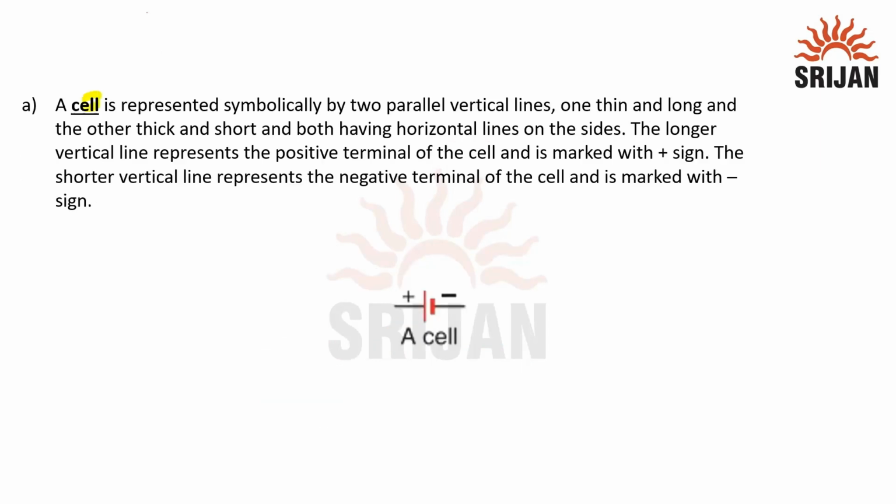Firstly, we will see the symbol of a simple cell. A cell is represented symbolically by two parallel vertical lines, one thin and long, and the other thick and short. The longer vertical line represents the positive terminal of the cell and is marked with positive sign, and the shorter vertical line represents the negative terminal of the cell and is marked with negative sign. So you can see there is a longer line which is the positive terminal and is marked with positive sign, and there is a shorter line which is the negative terminal and is marked with negative sign. So this was a cell.